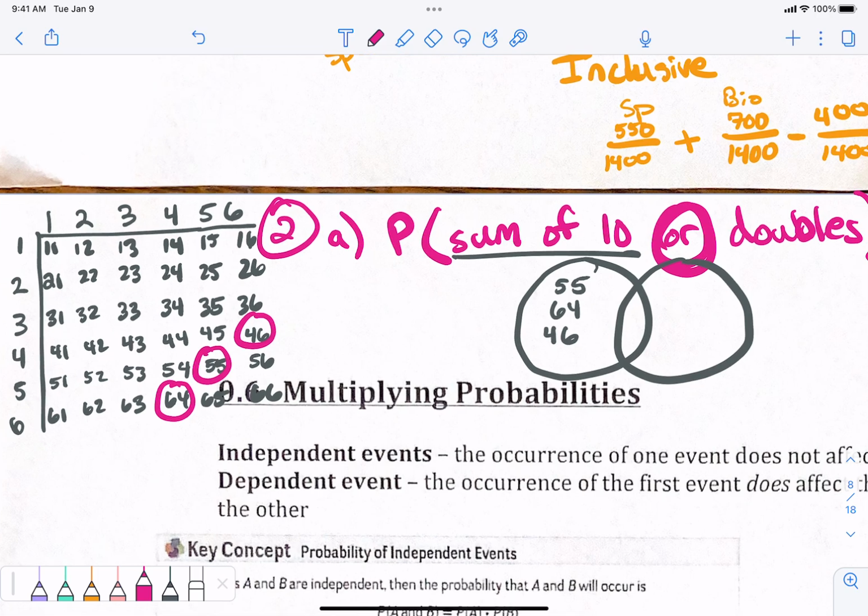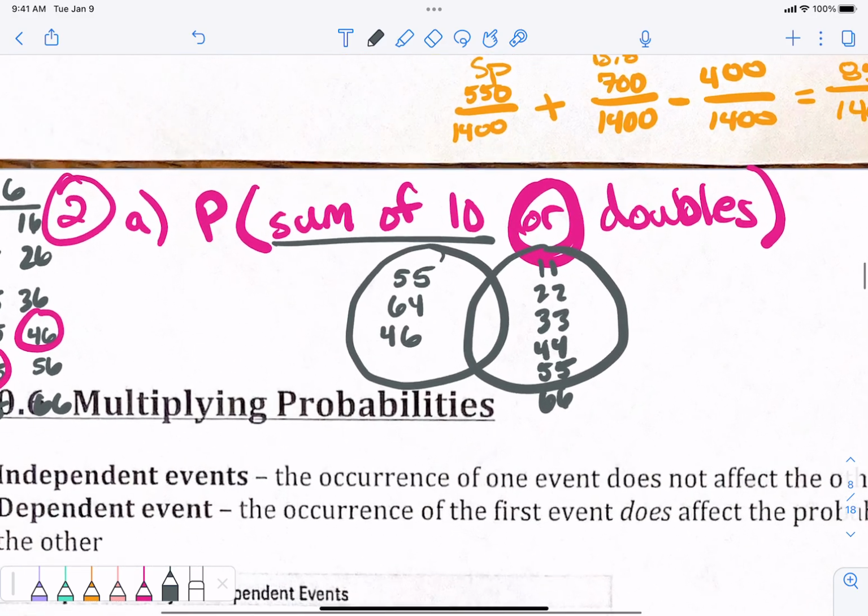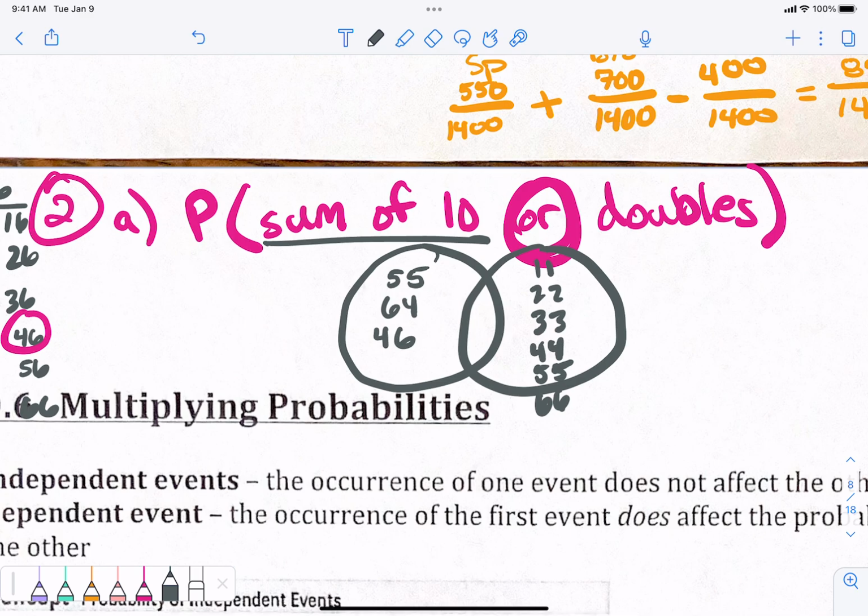All right, doubles. What are my doubles? What's a double mean? 1, 1, 2, 2, 3, 3, 4, 4, 5, 5. Oh, I'm running out of room. 6, 6. Okay? All right, can I roll a sum of 10 and doubles at the same time? Yes. What combination will give me that? 5, 5. A 5, 5 combination, right?